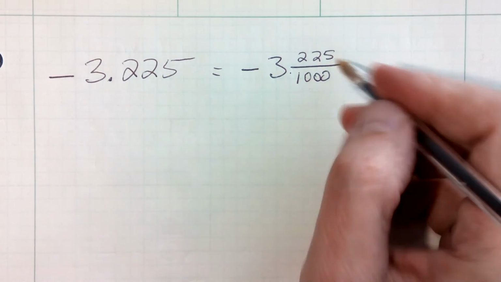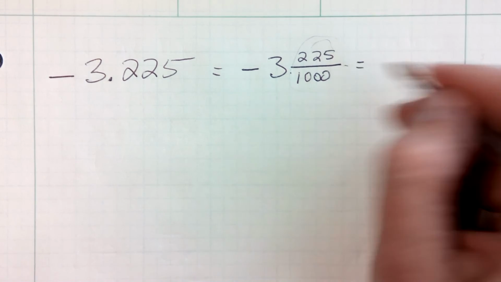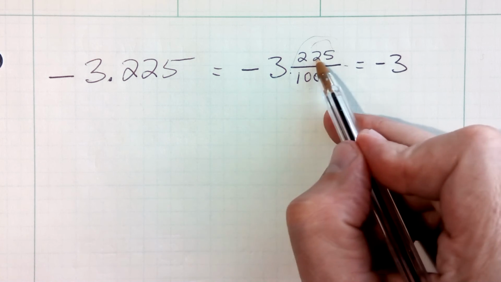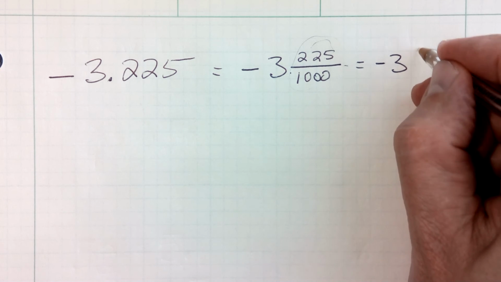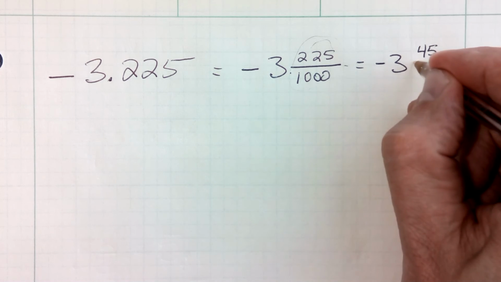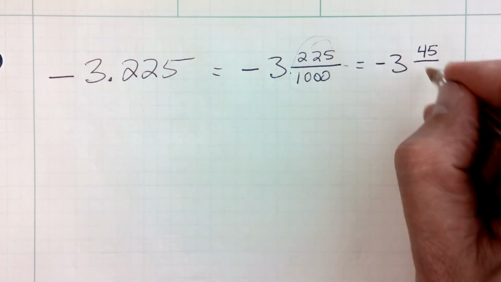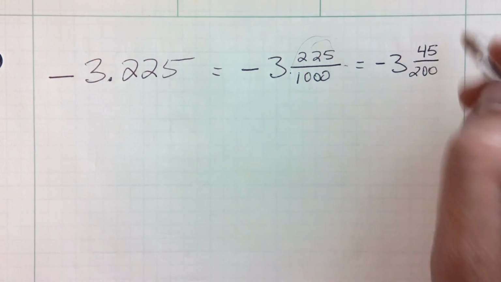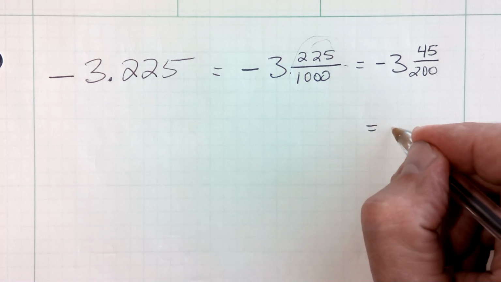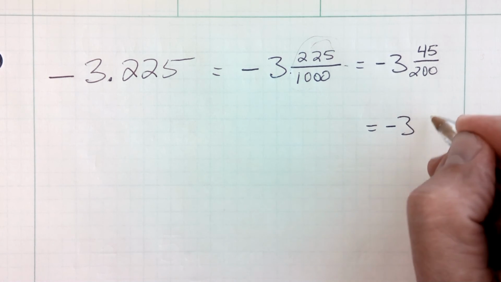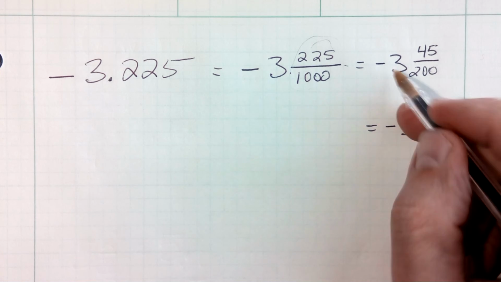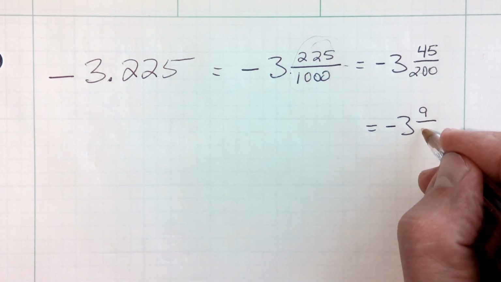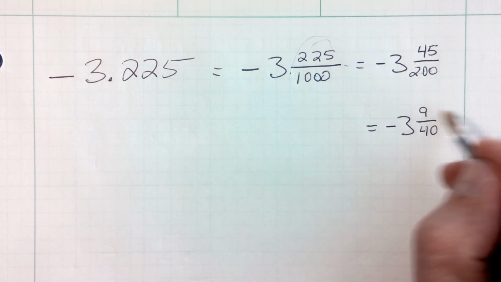And then I see if I can reduce this fraction, which I can for sure because they're both divisible by 5. If I divide the top number by 5, I get 45, and if I divide the bottom number by 5, I get 200. They're still both divisible by 5, so I'm going to reduce by another factor of 5. 45 divided by 5 is 9. 200 divided by 5 is 40. So negative 3 and 9/40.